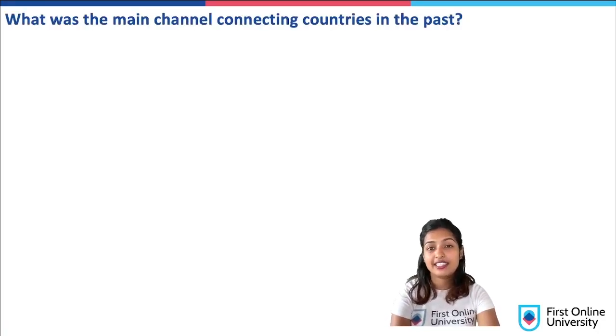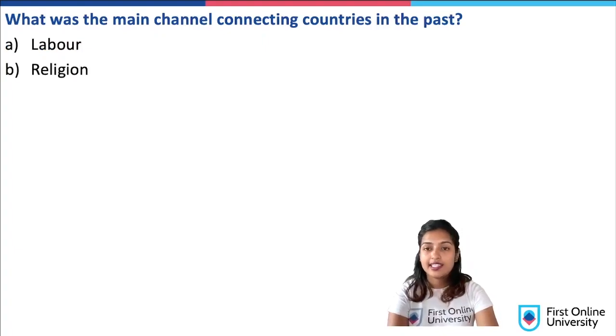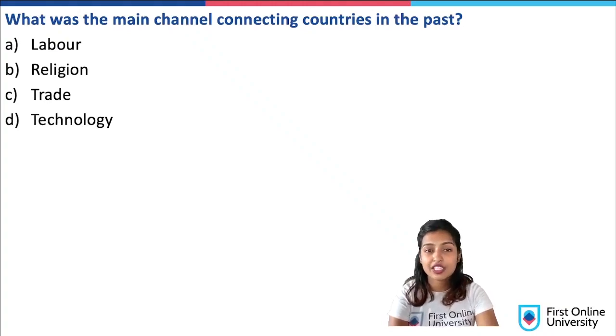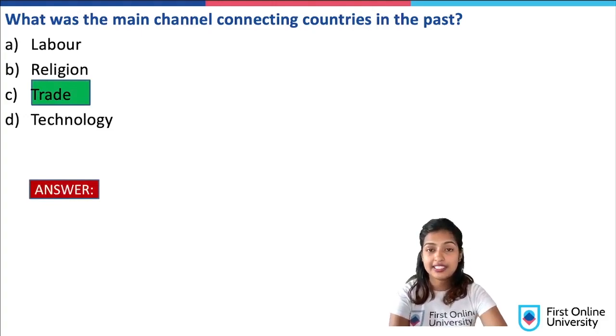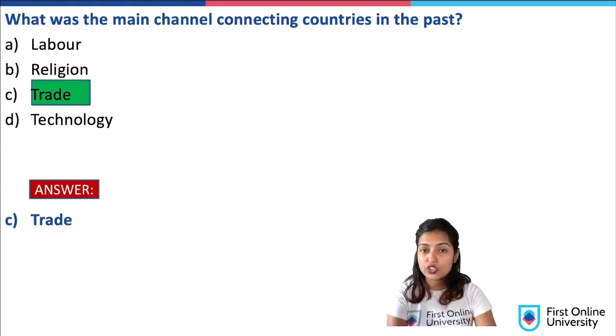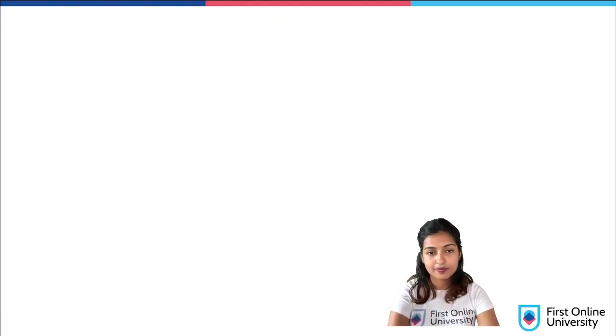What was the main channel connecting countries in the past? A, labor, B, religion, C, trade, D, technology. This is a very factual question, and this is a pinpoint answer. The answer is C, trade. Trade was the main channel that was connecting different countries in the past. Like I've told you, when India was under the colonial rule of the British, as an example.